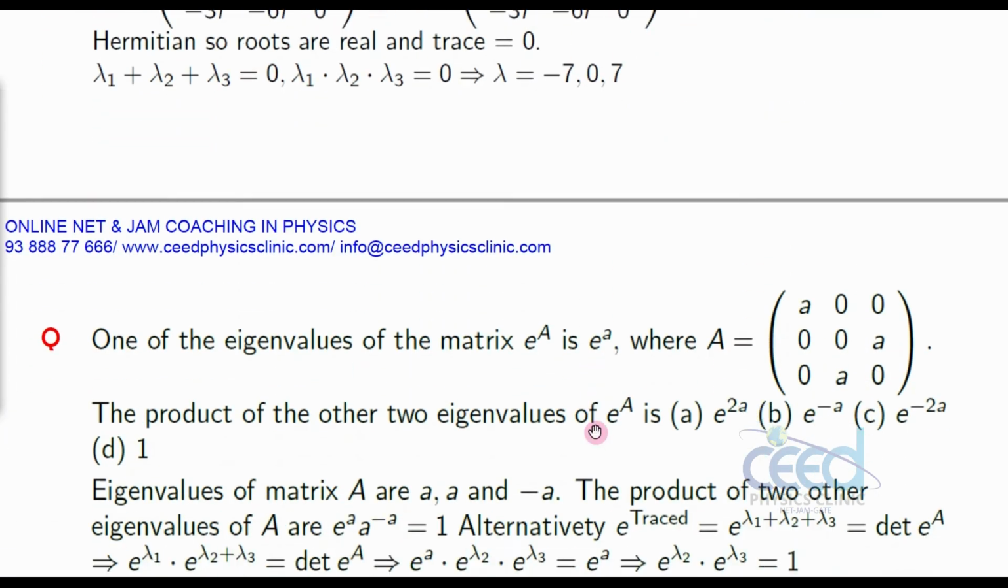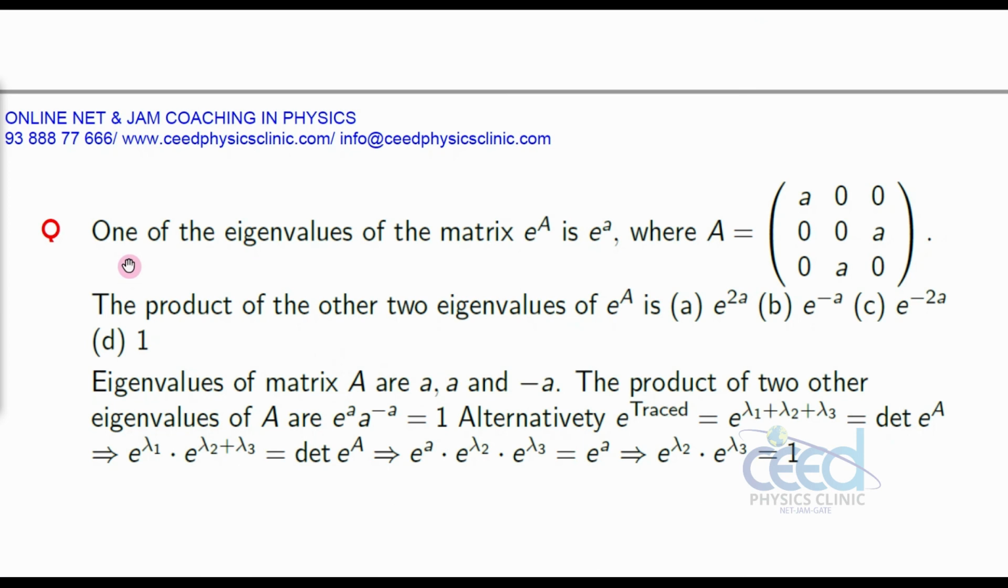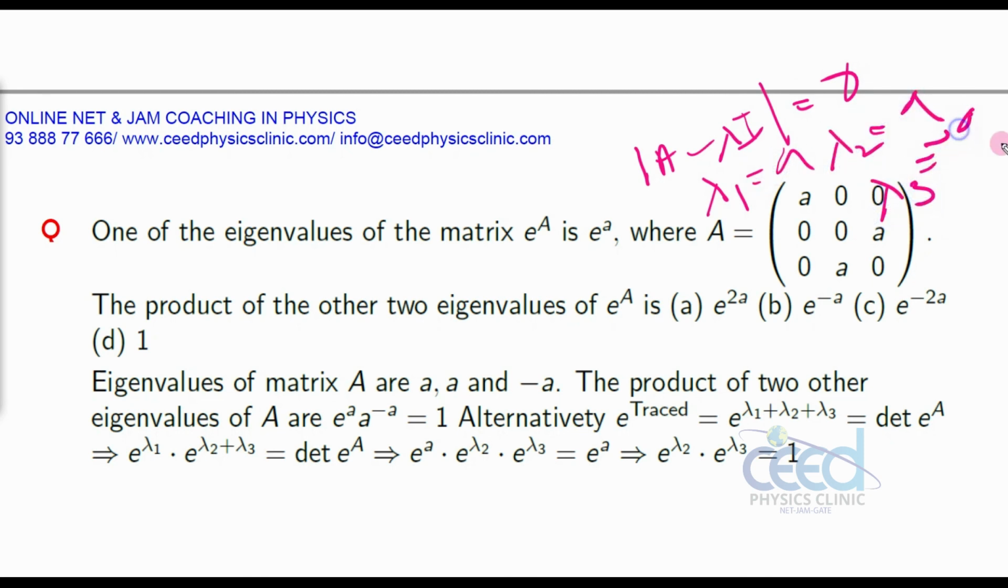Now we may have another question, the last question. One of the eigenvalues of the matrix A is a, where A is given. Find the product of the other two eigenvalues of e raised to A. So you can find the eigenvalues of this matrix by ordinary expansion. If you solve the equation determinant of A minus lambda I is equal to 0, you will get lambda 1 is equal to a, lambda 2 is equal to a. I am not going to expand this. Lambda 3 is equal to minus a.